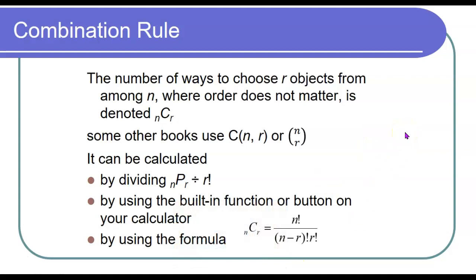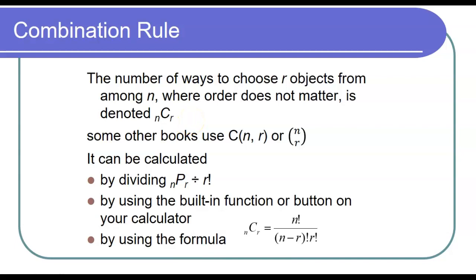So the number of ways to choose r objects from among n that you have to choose from, where the order does not matter, is denoted nCr, with the two numbers as subscripts on either side of that big letter C. Other books use other notations, like C and then n and r in parentheses after it, or just a big set of parentheses with the two numbers n and r, n on top and r on the bottom, no fraction bar, just the two numbers. That's another notation that's sometimes used. But I'll stick with the nCr notation.